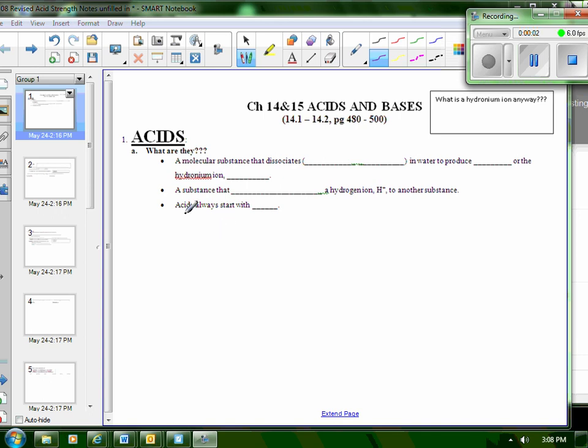All right, well, these are your basic notes for acids and bases, just like what you would have heard in class. I apologize for my voice still being all nasally, but anyway, here we go. I want to keep this brief.